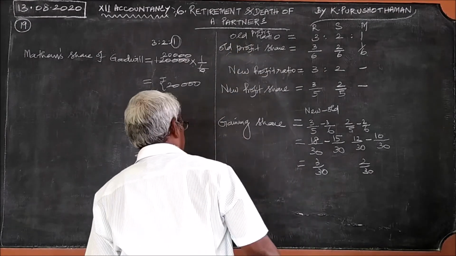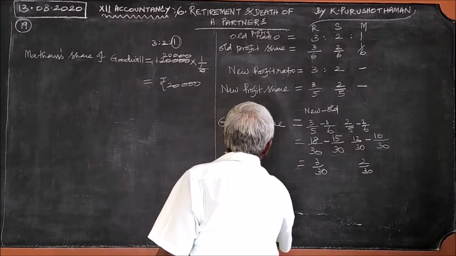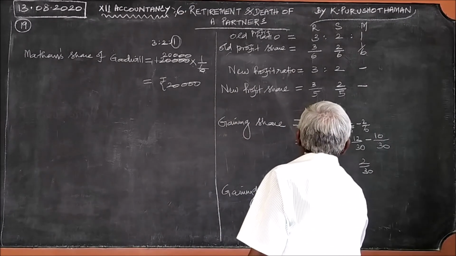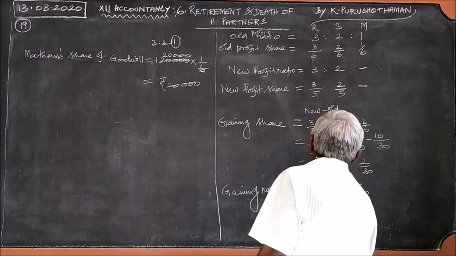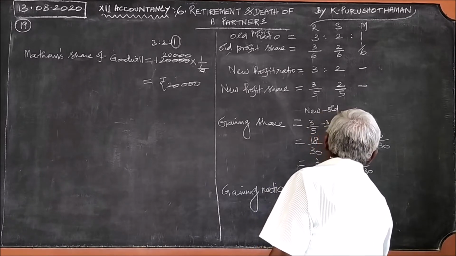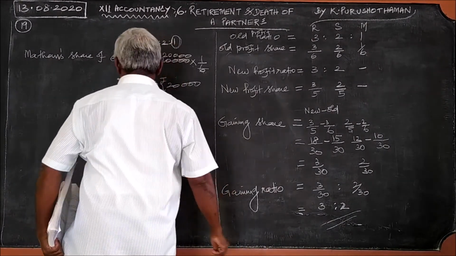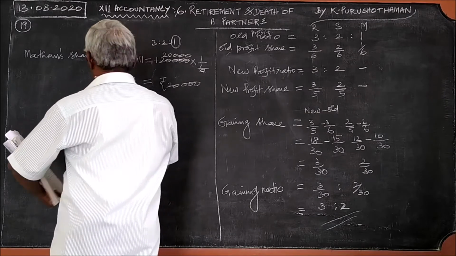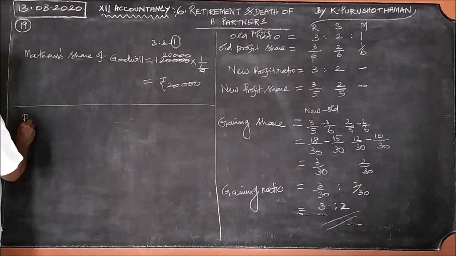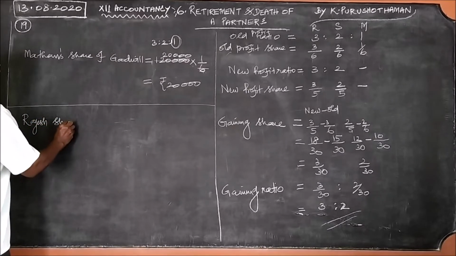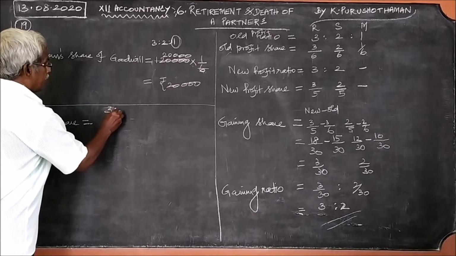What is the gaining ratio? Gaining ratio is equal to 3 by 30 is to 2 by 30, which is equal to 3 is to 2. By this ratio only, this goodwill should be shared among the partners. Who are the two continuing partners? Rajesh and Satish. So, what should be Rajesh's share? Rajesh's share is equal to, out of this, divided in the ratio 3 is to 2.